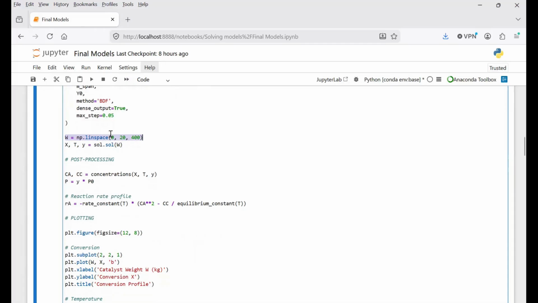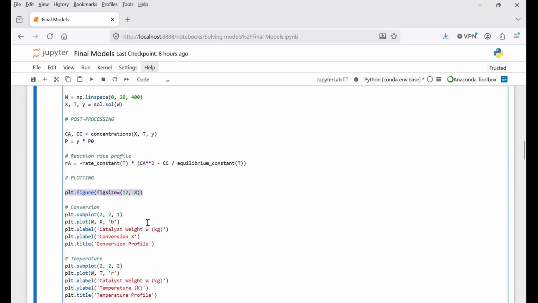Sol has already saved the solution, but what we are doing here is to evaluate the solution at different points based on W, and that's why we've passed W. And then after that, now we have X, T, Y at different points based on W, and then we can calculate concentration that corresponds to those, and then calculate pressure, and then calculate reaction rate based on the equation that we have. And then plus, we define the figure function and plot those values.